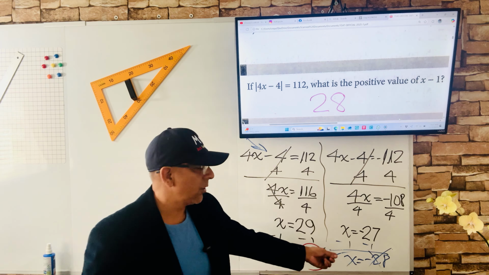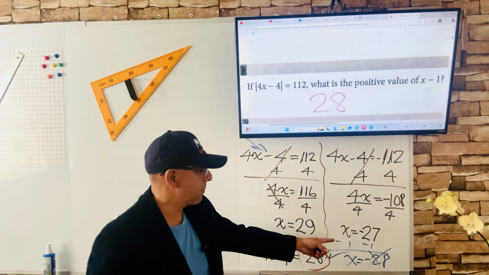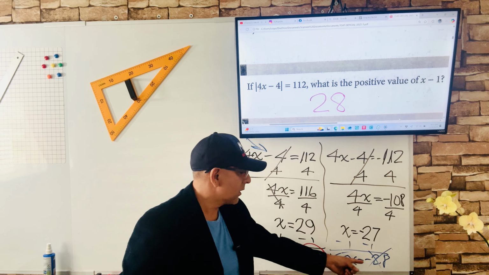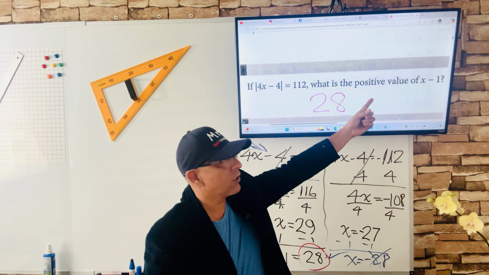What is the other answer? It would be x equals negative 27, subtracting 1 on both sides. We have x equals negative 28. But remember, the question asked me for the positive value.